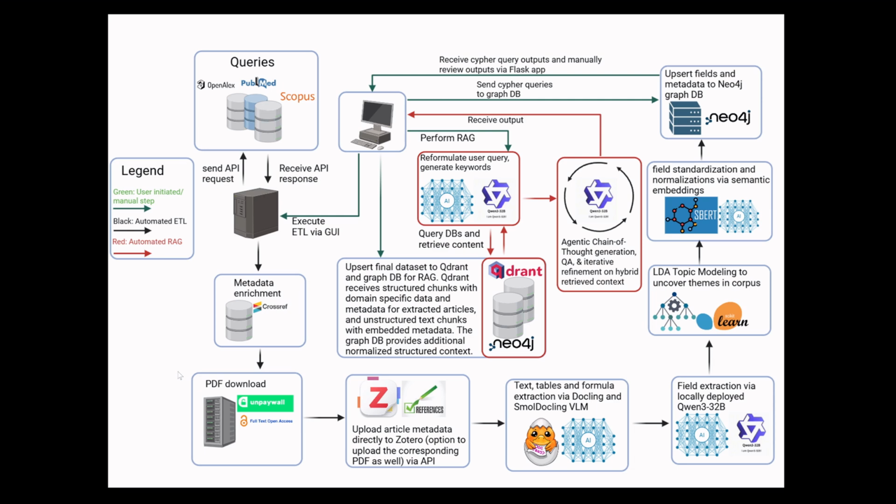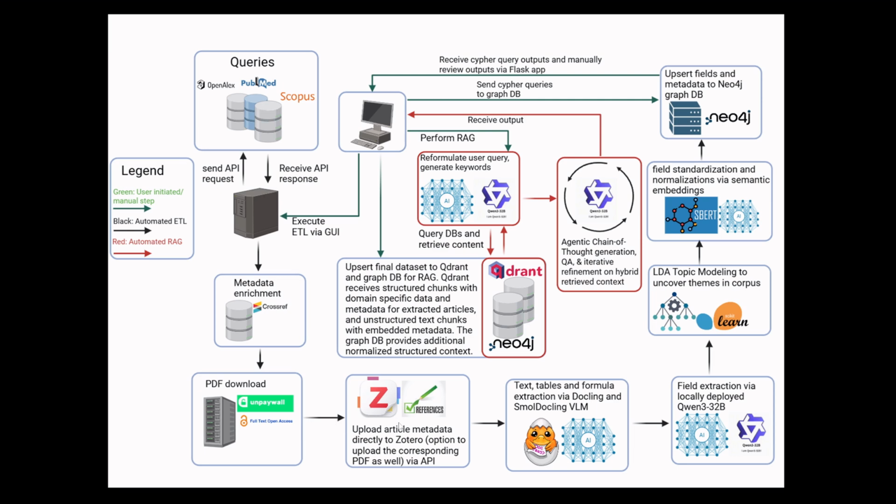Typically, we're only retrieving about 30% of the articles that we initially identify from the databases like OpenAlex, PubMed, and Scopus, but that's something we'll work on in the future. But after you get your PDF, now you have your article metadata plus your PDF.